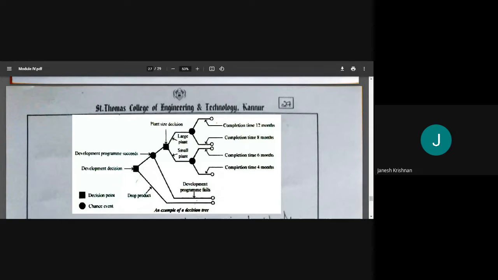Then construction and reading of decision trees is from left to right. Trees are analyzed from left to right, and the option which gives us maximum return or minimum cost is chosen. Because everything is shown properly, we can easily get the result.